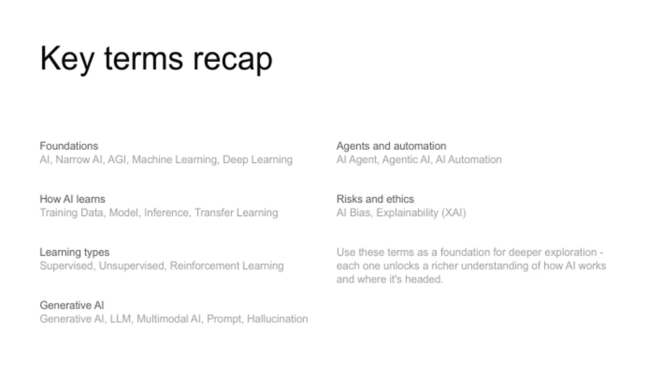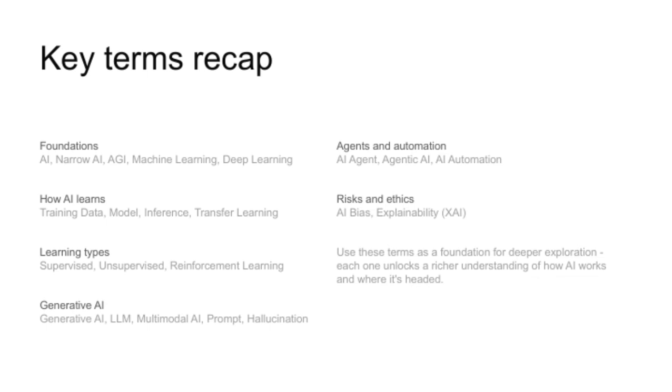Now, diving into the foundations, we cover core concepts like AI itself, narrow AI, which is specialized for specific tasks, and the broader goal of artificial general intelligence, or AGI, which aims to match human intelligence across a wide range of activities. Machine learning and deep learning are the techniques that enable AI to learn from data, improving over time. Understanding how AI learns is essential.